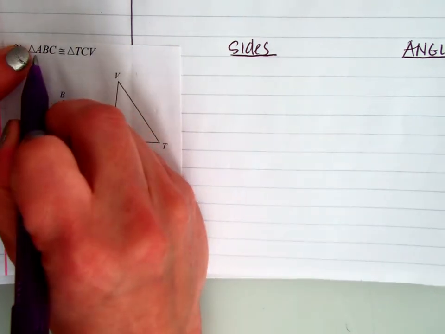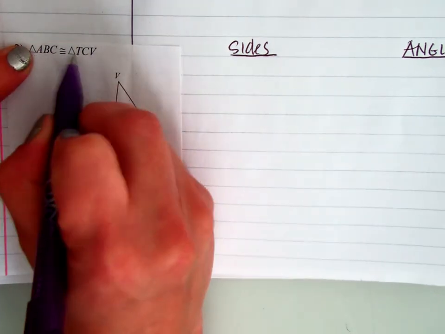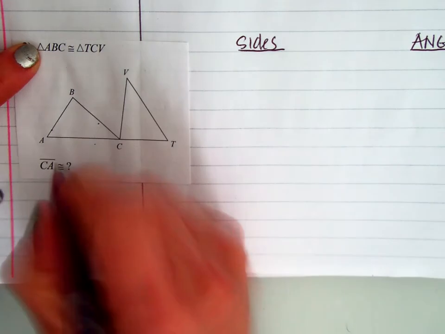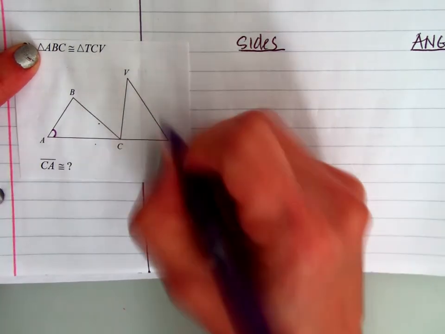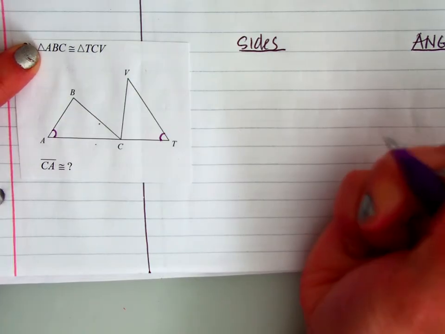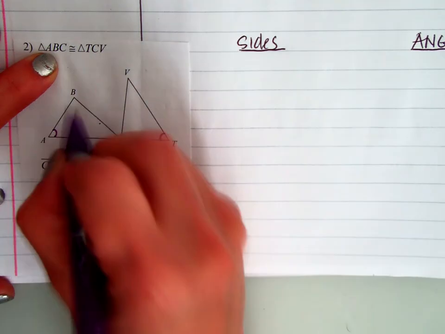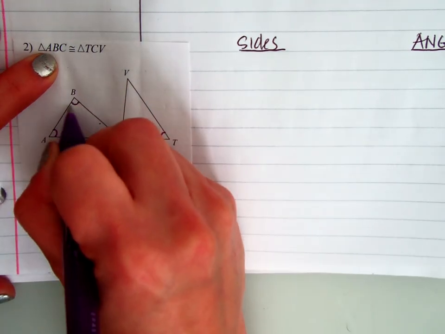So angle A, the first letter, matches up with the first letter. So I'm going to give it 1 mark. Let me see right here. Angle A, angle T. Angle B matches up with angle C. So angle B here, 2 marks, with angle C.